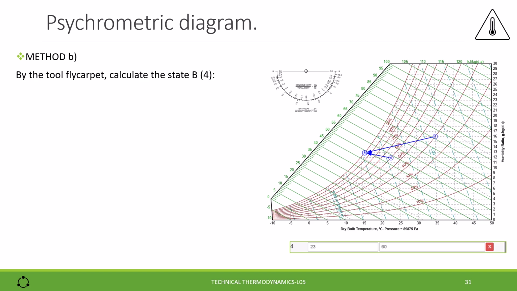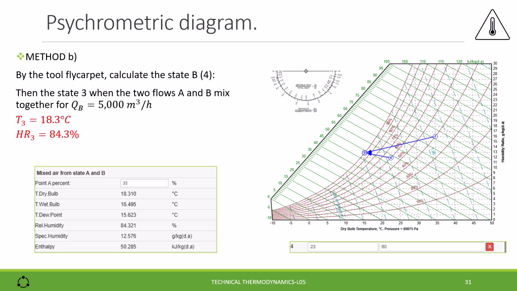With the same tool, we can also calculate the state B, corresponding to the temperature 23 degrees and 60% relative humidity, when the two flows A and B mix together, being the flow B 5000 cubic meter per hour, the result is 18.3 degrees and 84.3%. As we can see, there is a small deviation, but negligible in comparison with the method A.